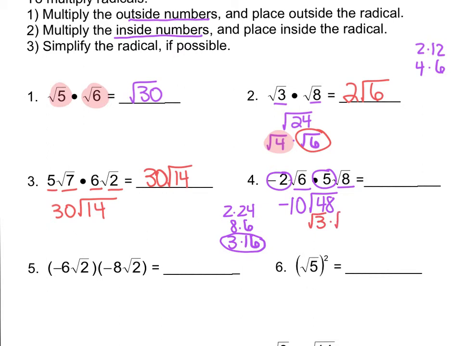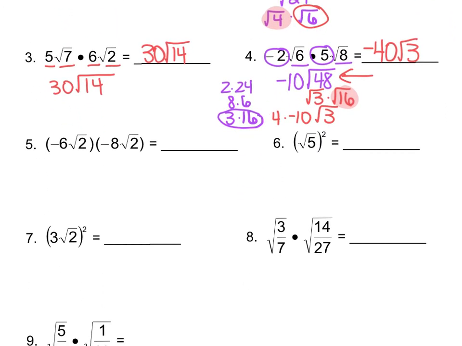So I can see that 16 is a perfect square. The square root of 16 is 4. So I'm going to pull out a 4 and multiply it with that negative 10, which gives me negative 40. Then I've still got that square root of 3 that I can't do anything else with. So that is simplified. You don't want to leave it as negative 10 square root of 48, because when the question asks you to simplify, that would be incorrect. It would not be fully simplified.